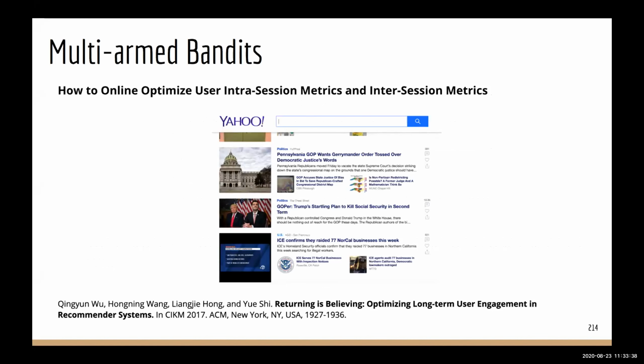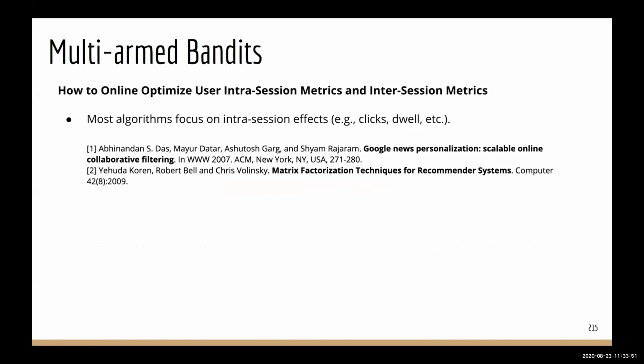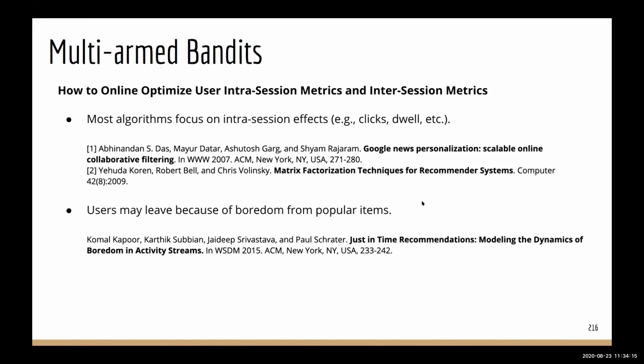One work I want to mention here is where we use that to optimize our intersession metrics. We want to utilize multi-arm bandit to optimize long-term user engagement. I'll quickly go over the work due to time. There are a lot of ideas, like the dwell time one I mentioned earlier, which is about the intra-session effect. With clicks and dwell time and so on, you directly optimize for the immediate outcome of your model, and there are a lot of nice things about that.